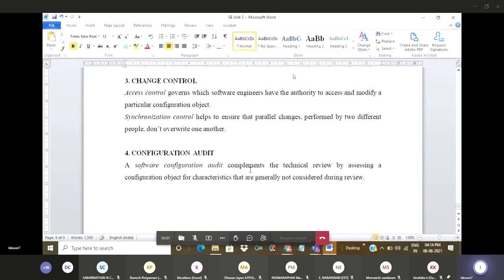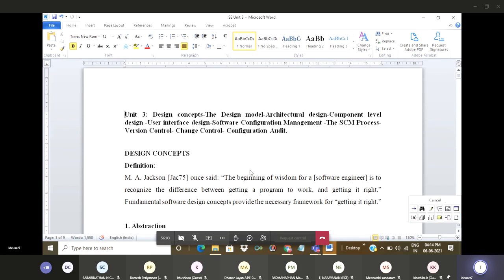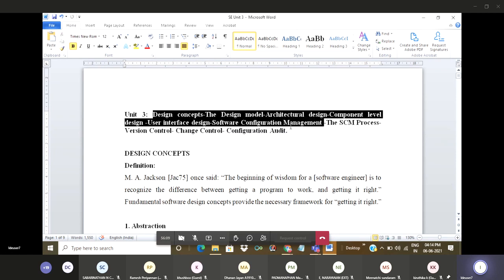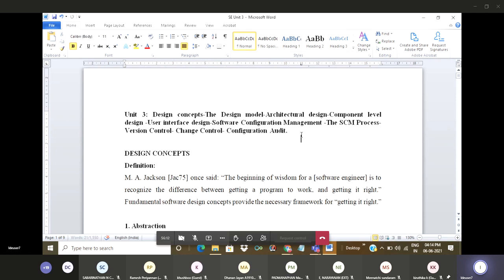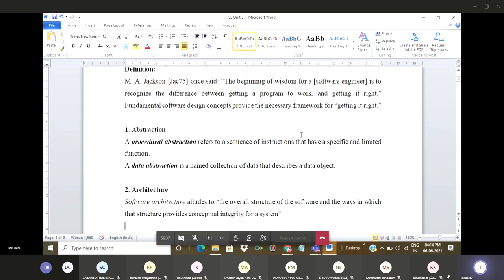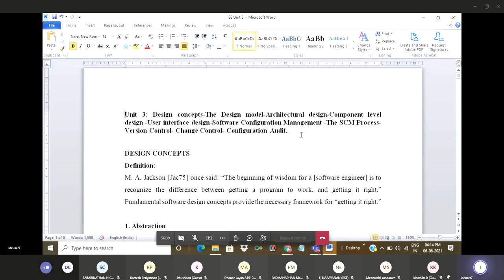So we have discussed unit 3, software engineering. Unit 3 consists of design concepts, design model, architectural design, component level design, user interface design, software configuration management, software configuration management process, version control, change control, and configuration audit. So these are the concepts given in unit 3.